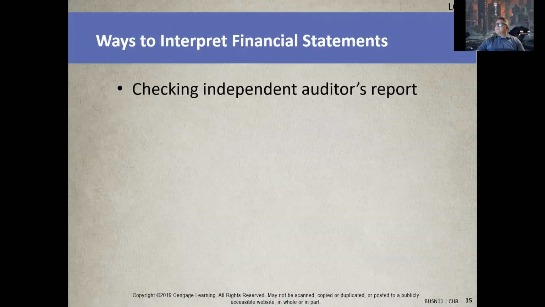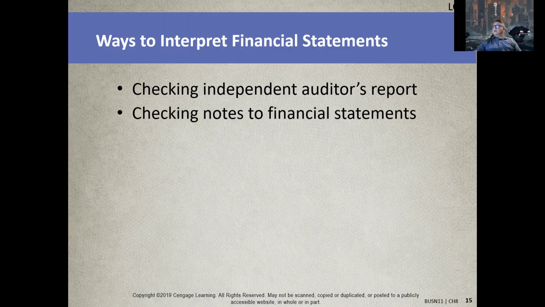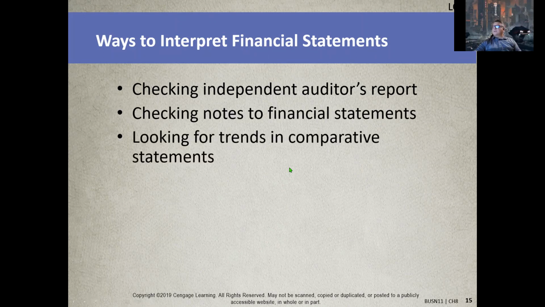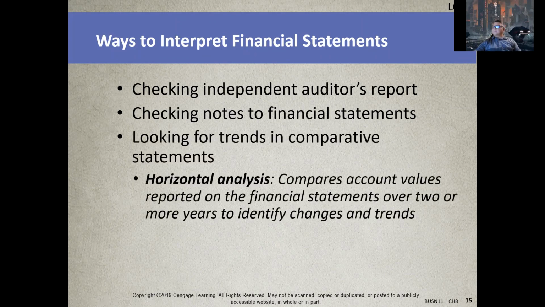Okay, how to interpret financial statements. Checking independent auditors' reports. And remember, these companies have to have an outside auditing company come look at their books. Checking notes to financial statements. Looking for trends in comparative statements. They do a horizontal analysis, which compares account values reported on the financial statements over 2 or more years to identify changes and trends.